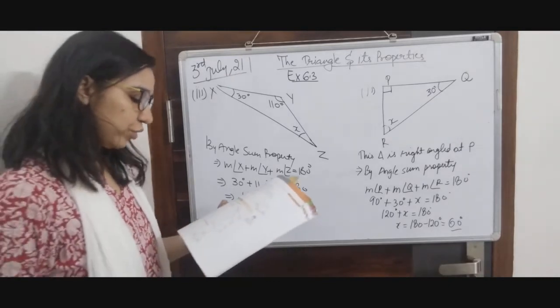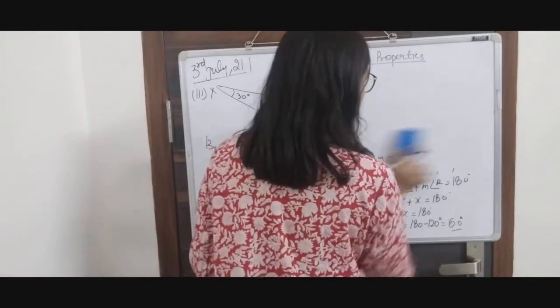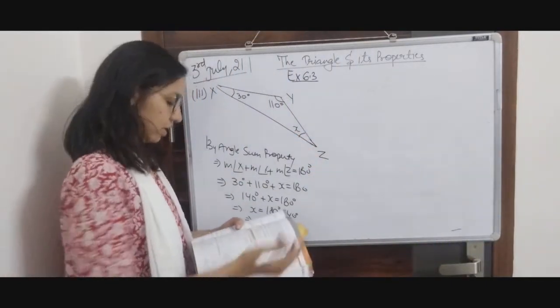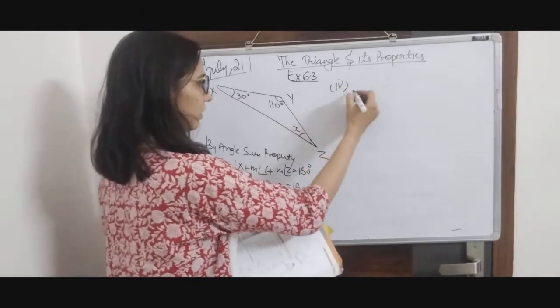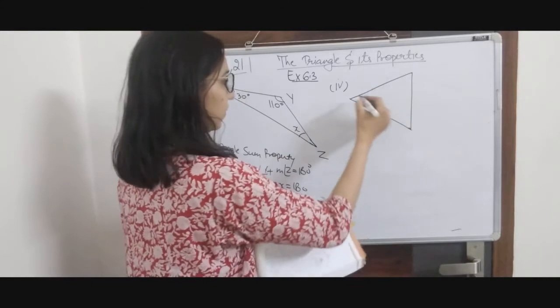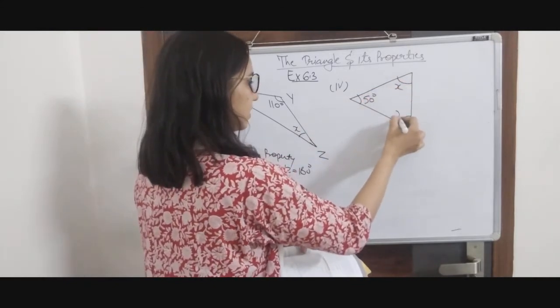Now next we are going to do fourth part. Fourth part diagram is like this. This is 50 degree, this is X, and this is X.